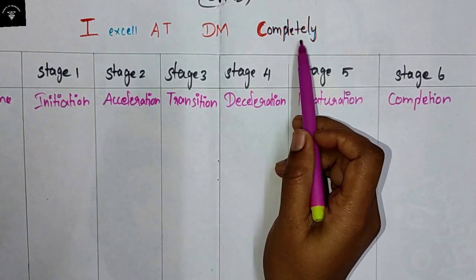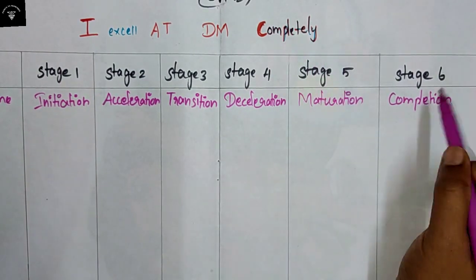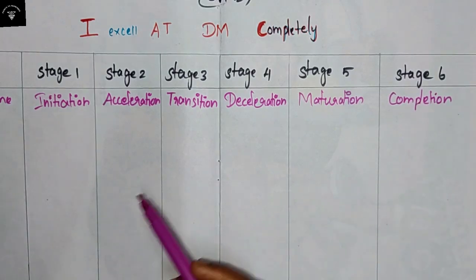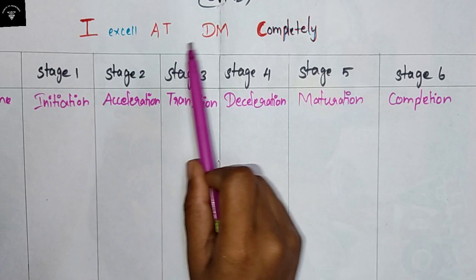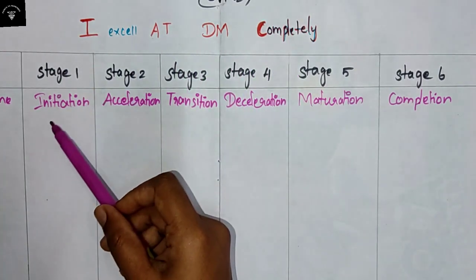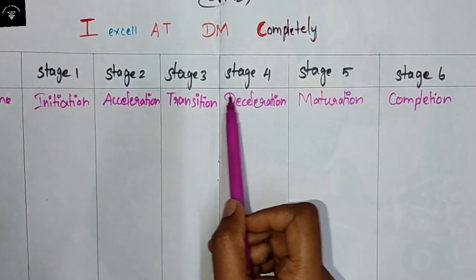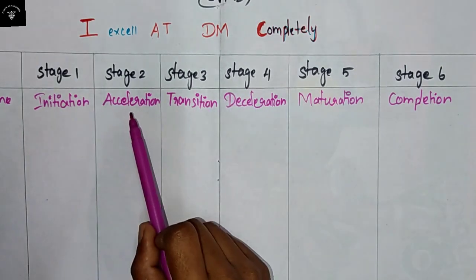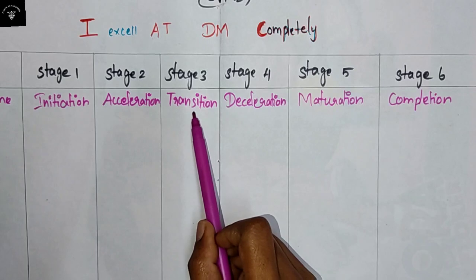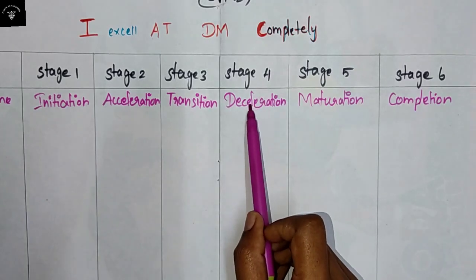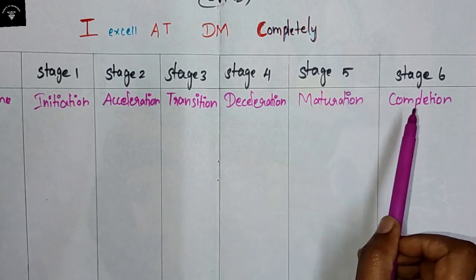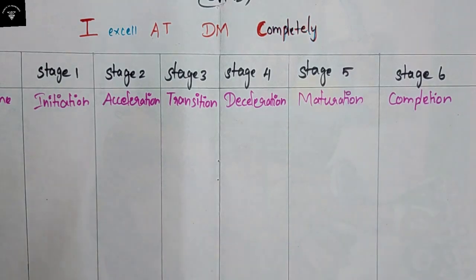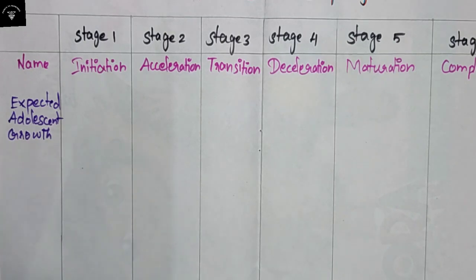You can remember this one easily. That is completely, completion. So this is very simple. If you remember I excel at DM completely, you can write the names of the 6 stages. That is, stage 1 is initiation, stage 2 is acceleration, stage 3 is transition, stage 4 is deceleration, stage 5 is maturation, and stage 6 is completion. To make it simple, I have made a table so that you can quickly study and remember also. Next, we are going to see the other features of these 6 stages.